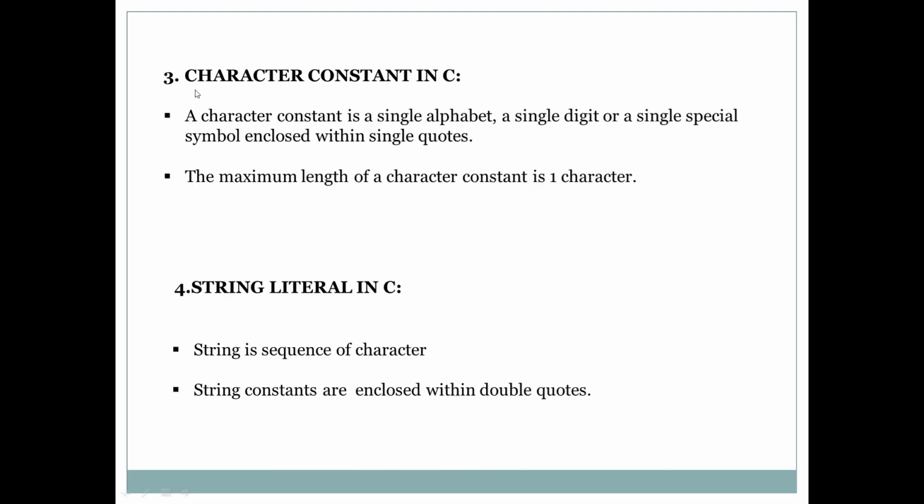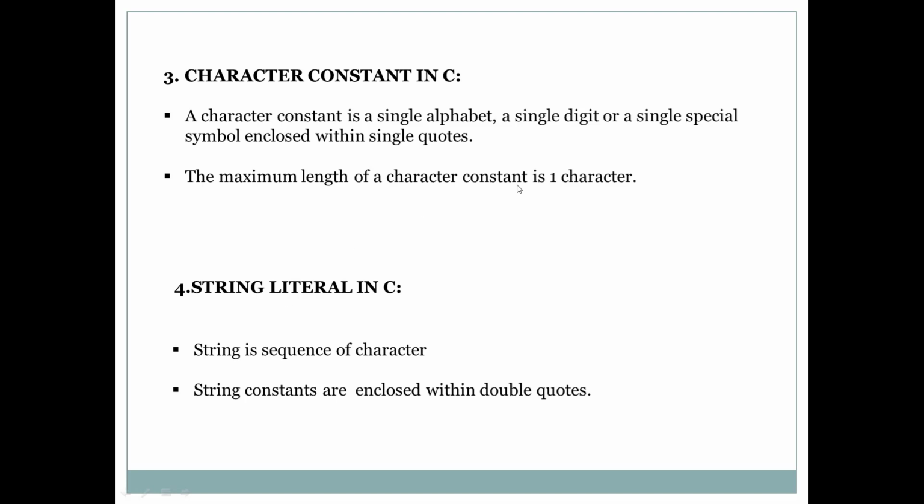Third is character constant in C. A character constant is a single alphabet, a single digit, or a single special symbol enclosed within single quotes. The specialty of the character constant is that it must be enclosed within single quotes. The maximum length of a character constant is one character. That means a character constant can have only one character, which can be any symbol, any digit, or any alphabet.